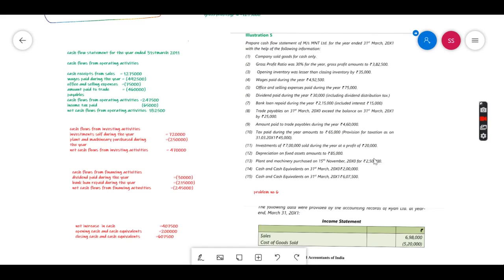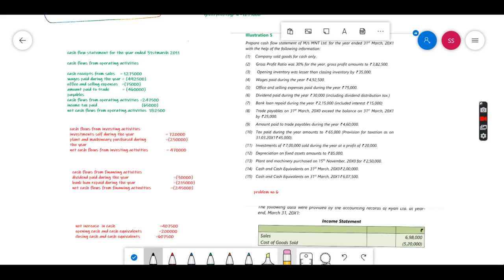In the last class, we discussed the cash flow statement until the fourth question. Now we're going to start with the fifth problem. Prepare a cash flow statement for MNT Limited for the year ended 31st March 2011 with the help of the following information. But they didn't mention whether we need to prepare the direct method or the indirect method.